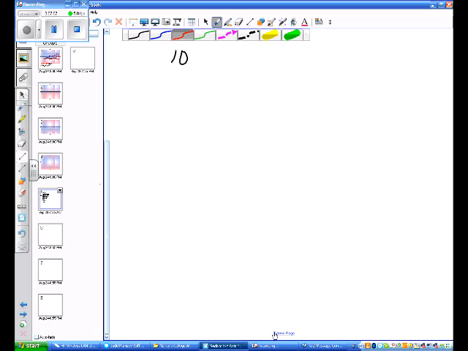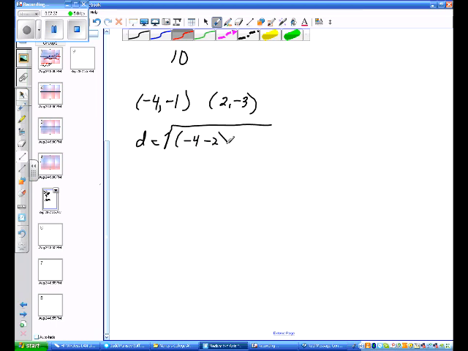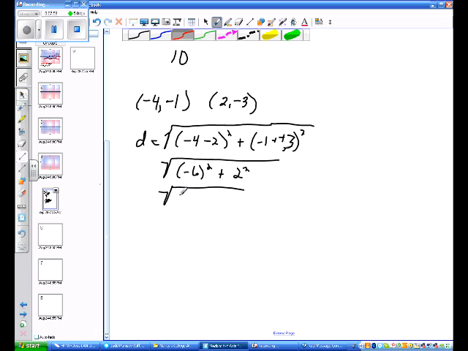Let's look at another one. If we have the points negative 4, negative 1, and 2, negative 3, then our distance is going to be the square root of the change in the x's squared plus the change in the y's squared. So that was minus a negative 3. Okay, this gives us negative 6 squared. Now minus the negative's a plus, so that would end up being 2 squared. So we have 36 plus 4 is 40.